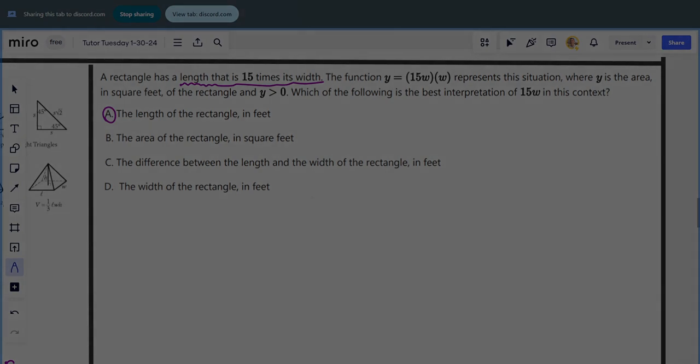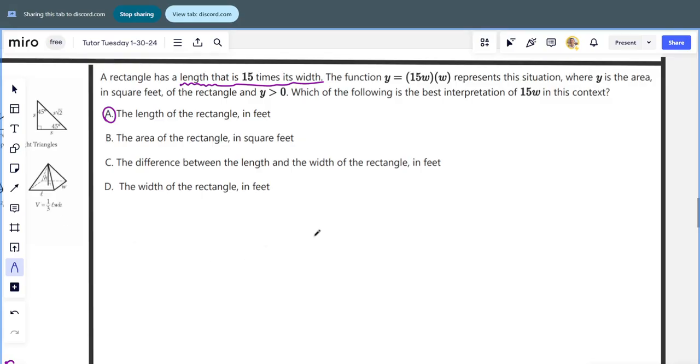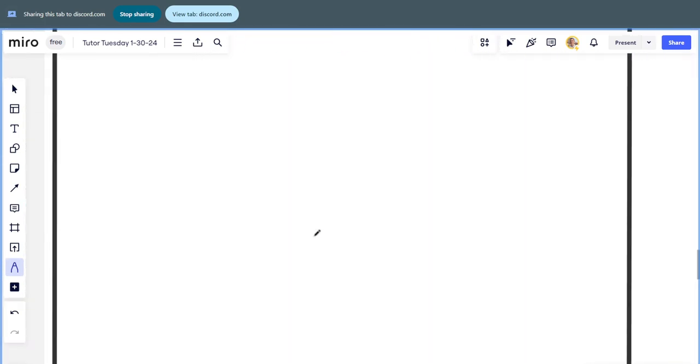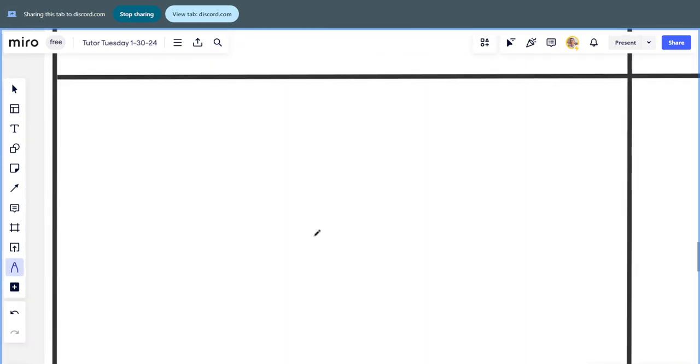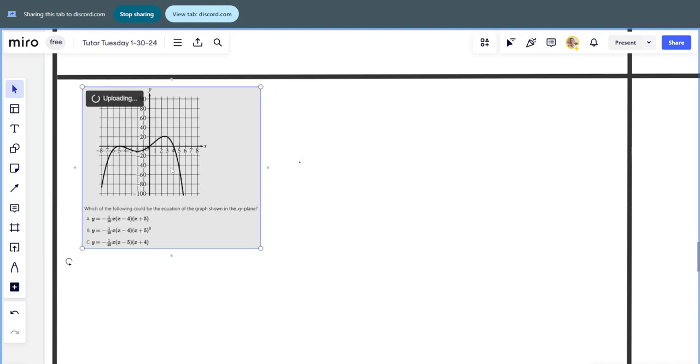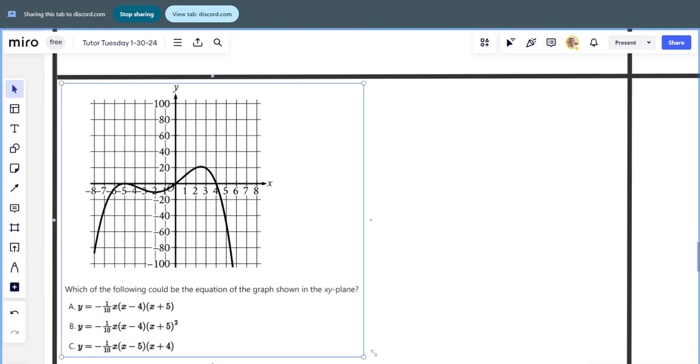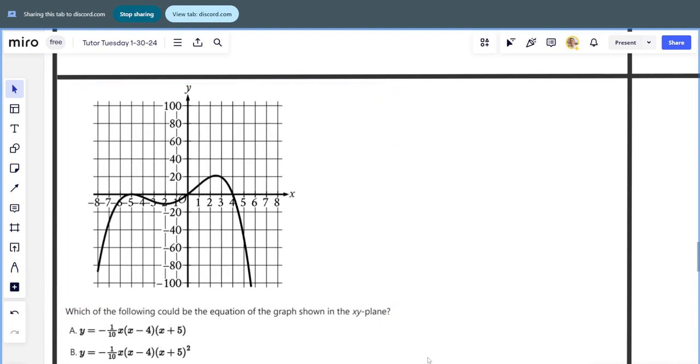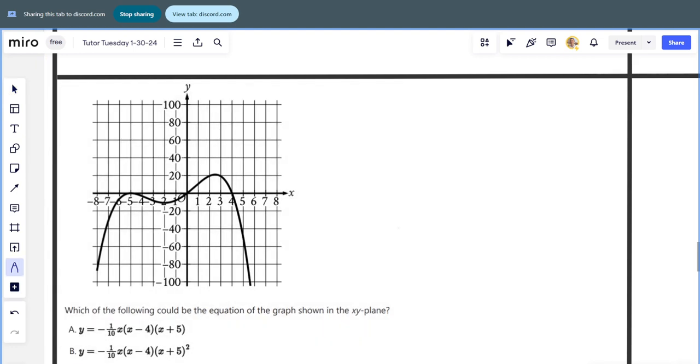I have another. This is also sort of like an Algebra 2 problem, dealing with analyzing the graph of a polynomial equation. For this, you need to be familiar with how graphs tend to look with their roots and their end behaviors and things like that.